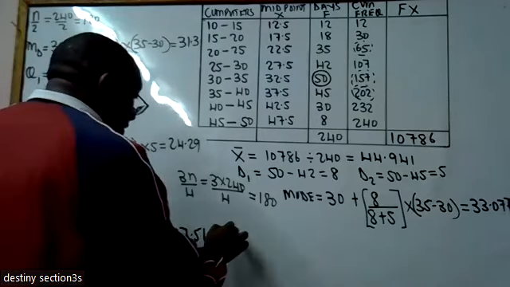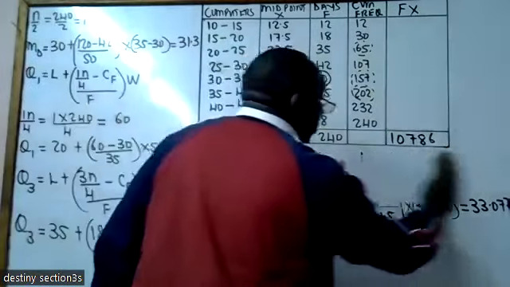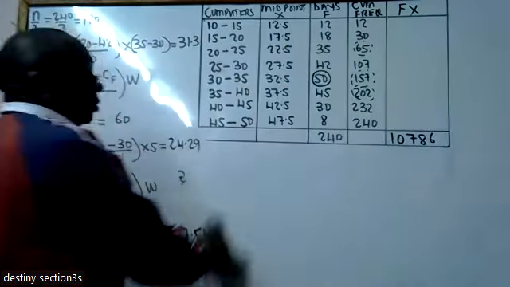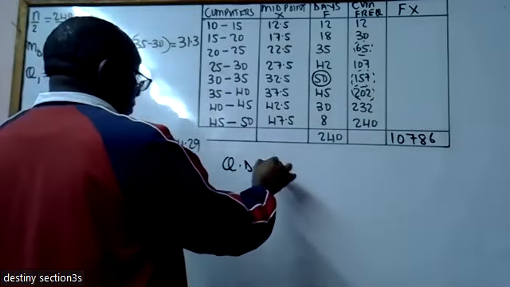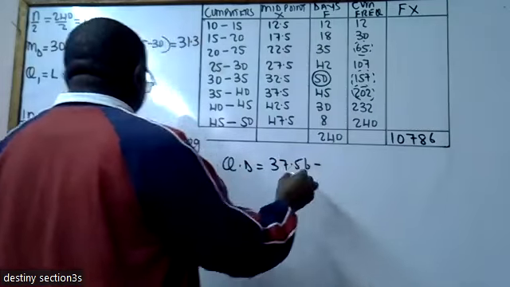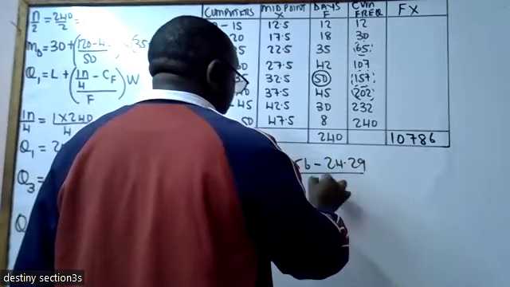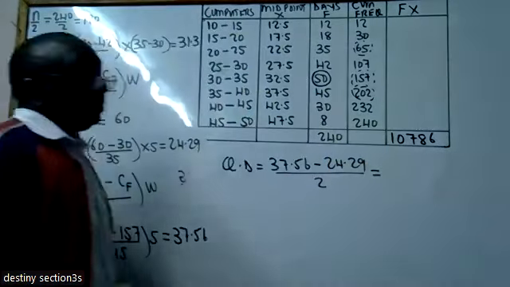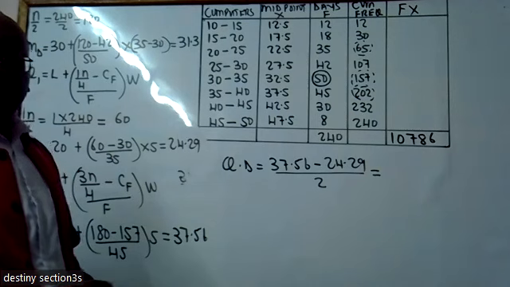So that means now our quartile deviation will be that 7.56 minus 24.29, you divide by 2. So that gives us what?